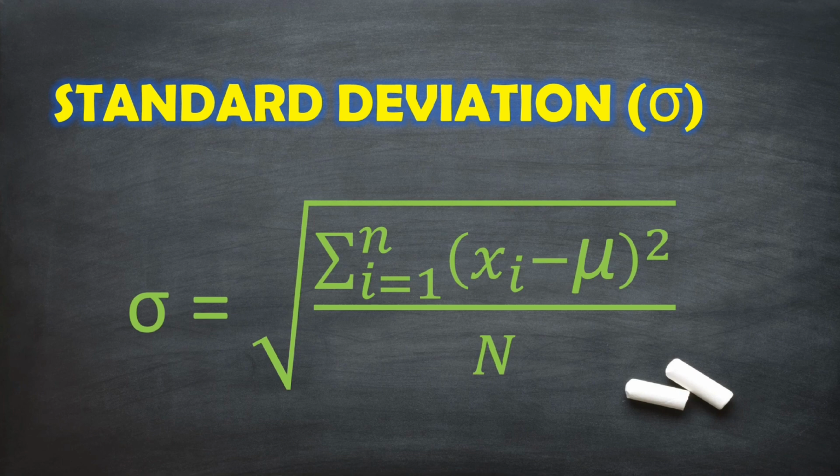Next in line is our standard deviation, with its symbol beside it. Its formula is just the square root of our variance. The formula inside the square root is just the formula for getting the variance. So we will just take the square root of our variance to get our standard deviation. That's why we need to familiarize ourselves with how to solve for the variance in order to get the standard deviation.